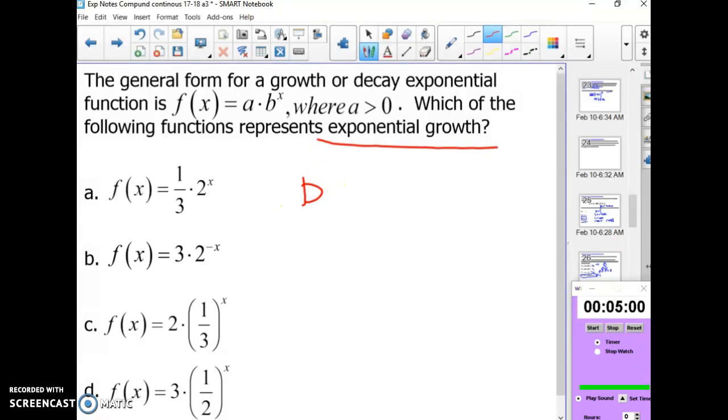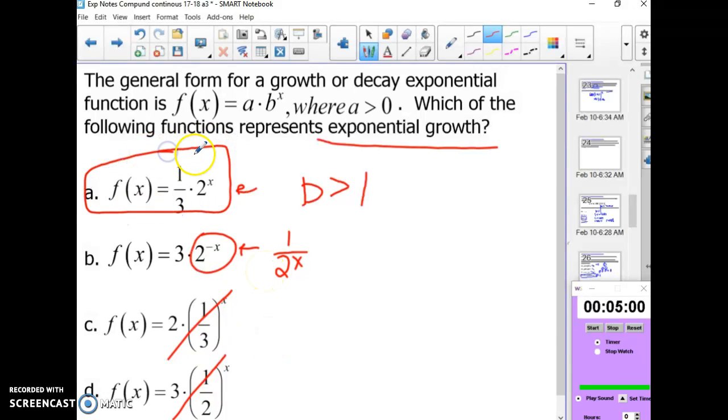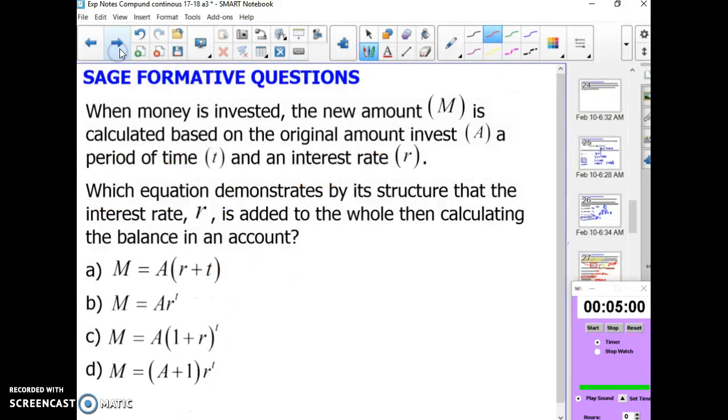My next thing on this one, which of the following functions represent exponential growth? So I know this, b has to be bigger than 1. The b down there is 1/3, 1/2. It can't be those two, so I'm left with these two options. I need to remember when I have a negative exponent, that means to make it positive, it goes to the bottom. Oh, that's going to mean it's less than 1. That's the only one that has a b value bigger than 1.